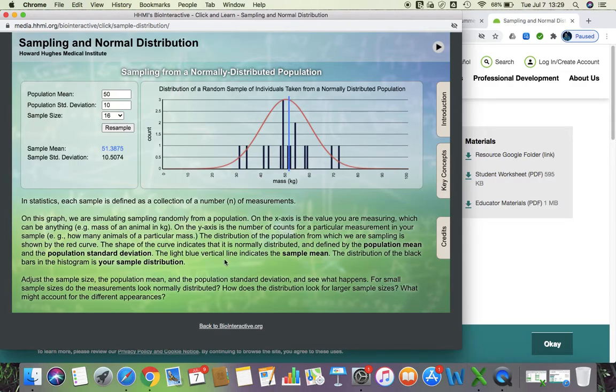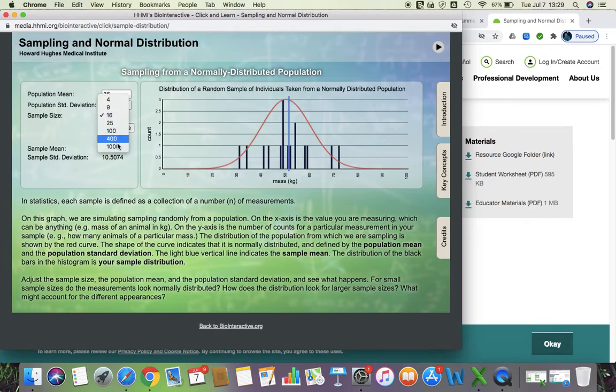Let's see. The light blue vertical line indicates the sample mean. It's in blue over here as well. The distribution of the black bars in the histogram is your sample distribution. So we call this type of graph a histogram. Adjust the sample size. We did that already. The population mean, I can do that up here. And the population standard deviation, and see what happens.